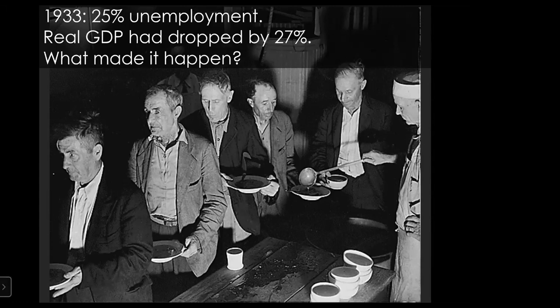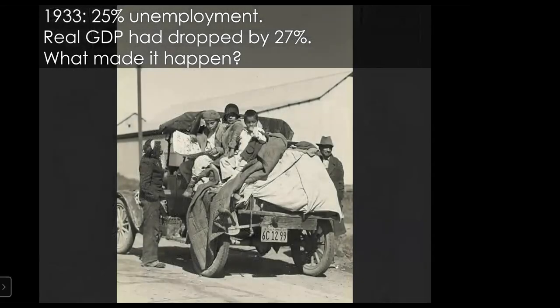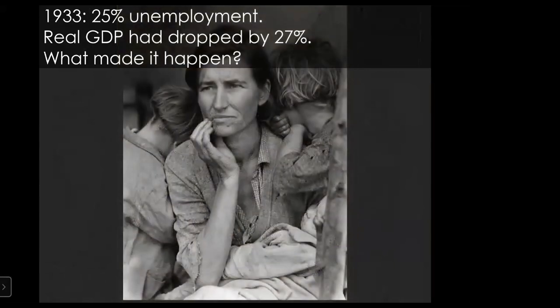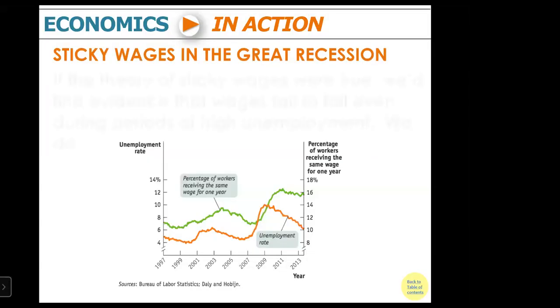And back then, as we said when we started this class, we didn't have enough understanding of what made it happen, right? And it turns out we had government policy making things worse. Now we have come a long way, so hopefully we have a better understanding. That's what we're going to do for the rest of this class. Okay.